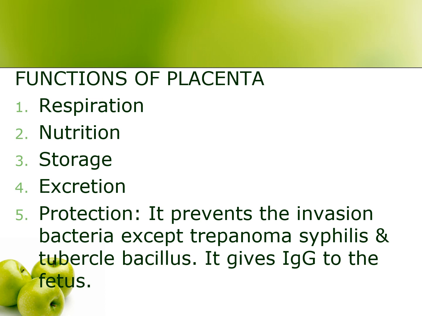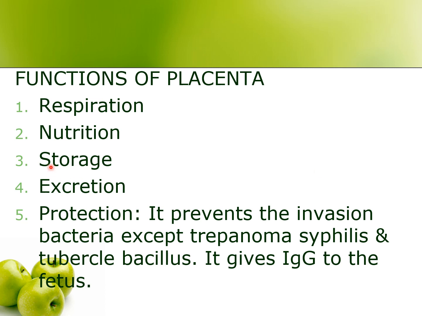Okay, now let us see the functions of the placenta. It includes respiration. Respiration means the exchange of oxygen and carbon dioxide. Already we have seen that it is happening in the placenta. Next, it provides nutrients. Whatever nutrients, minerals and vitamins are needed for the baby come through the placenta, that is, from the maternal blood through the intervillous space, and get absorbed into the fetal circulation.